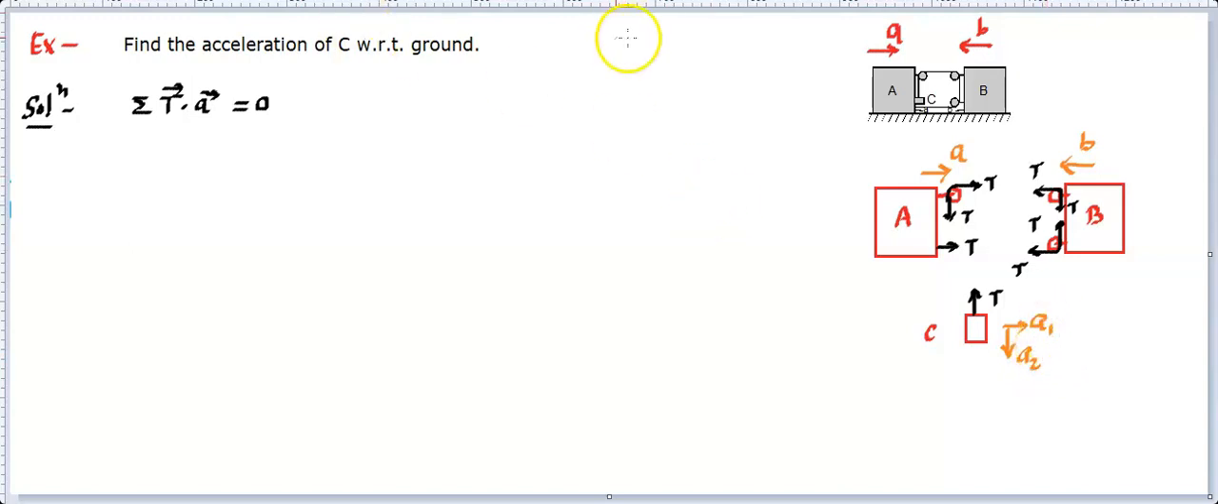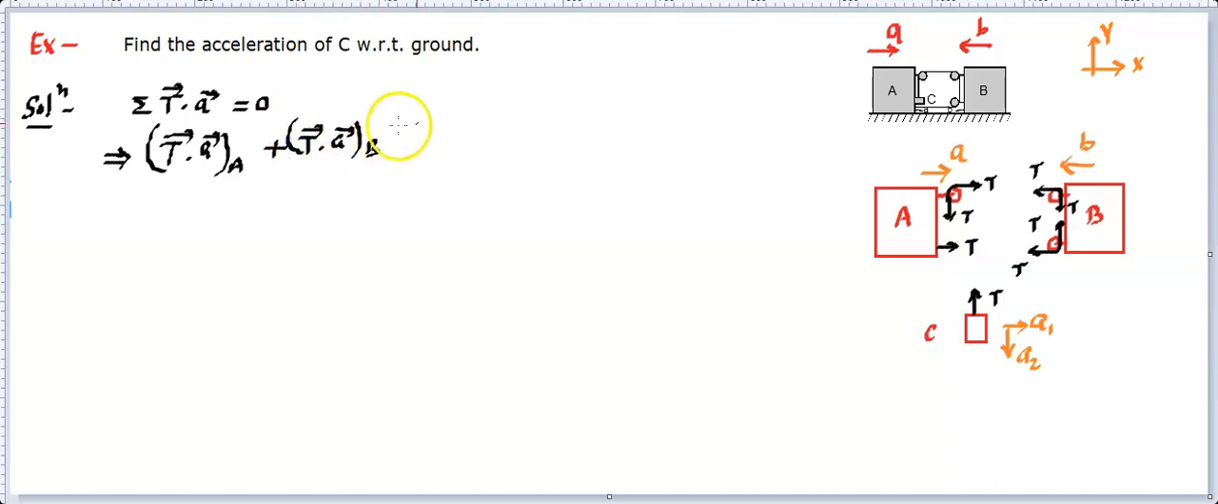Okay, so we can use some vectors here as well. We can think of this as x direction i cap, this as y direction j cap. Because we need to perform this dot product, vectors have to be written. So we are going to write T dot a for the first block, block A. Then we will apply T dot a for the block B. Then T dot a for the block C.